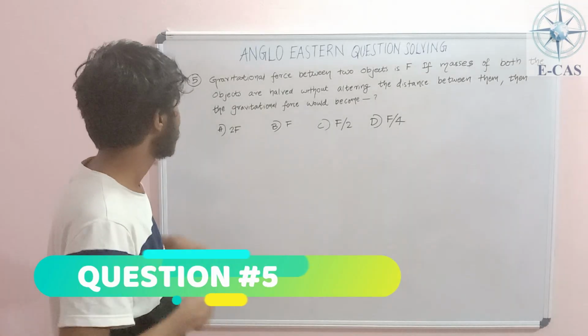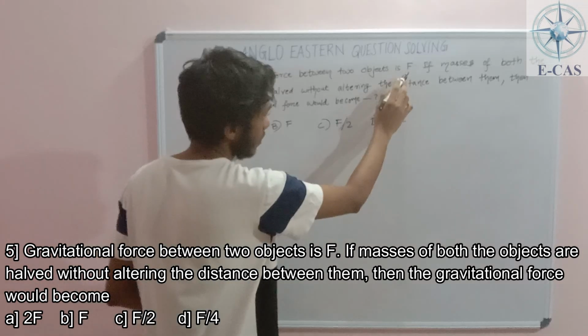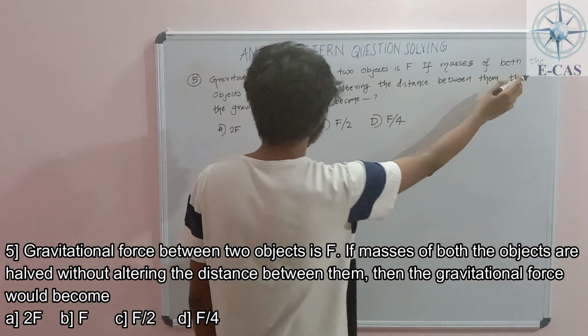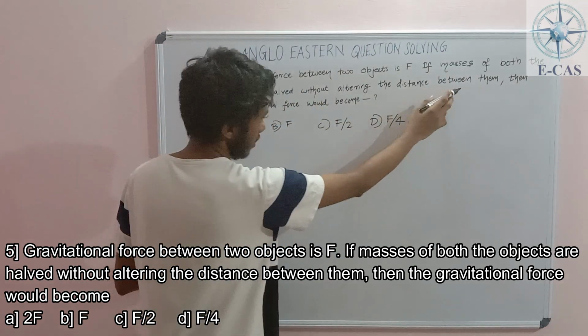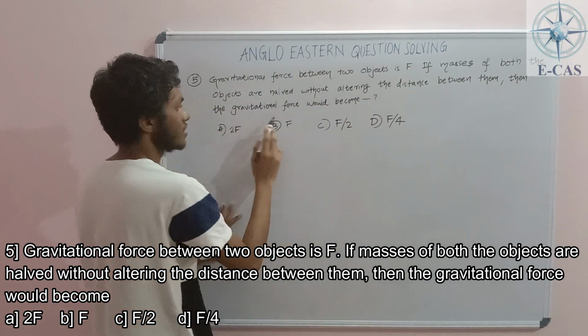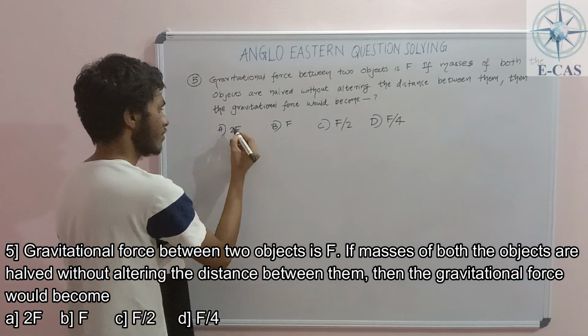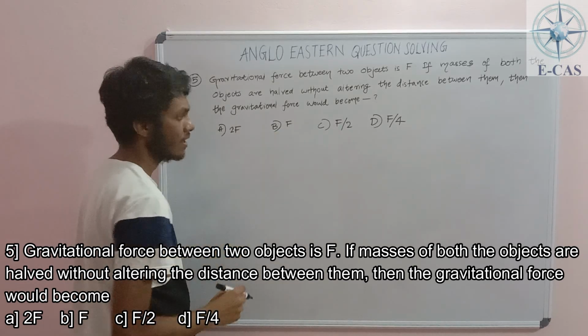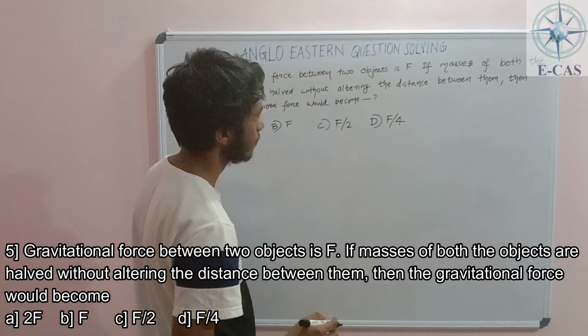Fifth question. Gravitational force between two objects is F. If the masses of both the objects are halved without altering the distance between them, then the gravitational force would become dash. Option A 2F, option B F, option C F by 2 and option D F by 4.